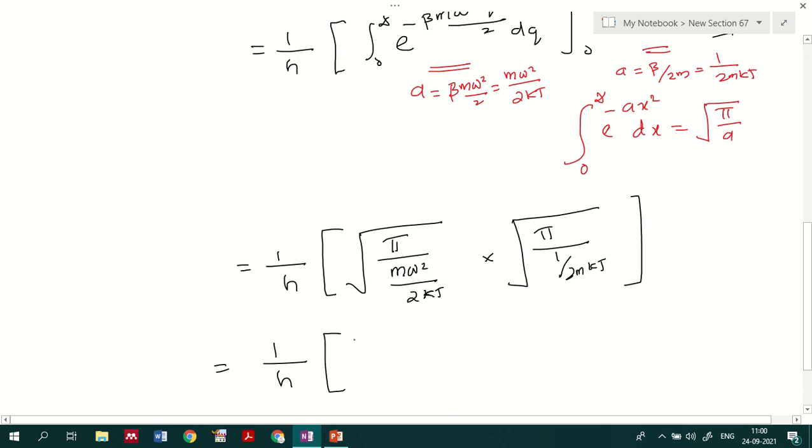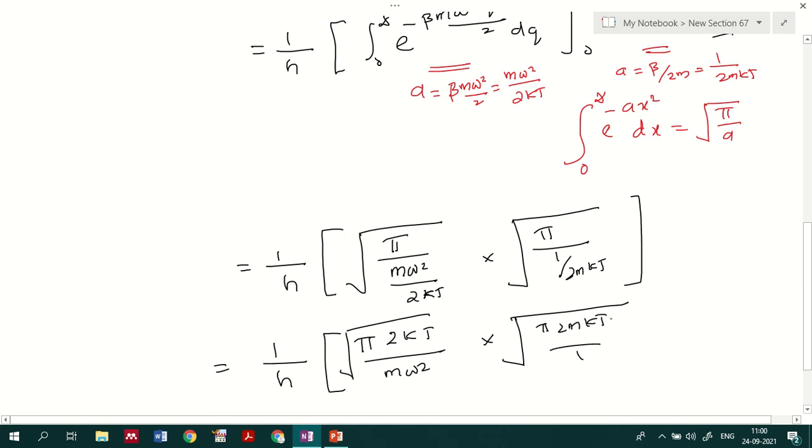This can either be written as root pi 2 kt by m omega square, into root pi 2 m kt divided by 1. Okay, like in this fashion I can write it.